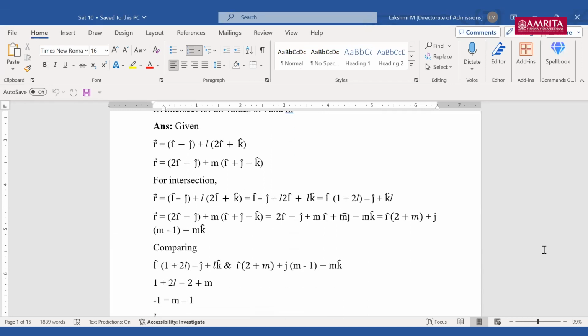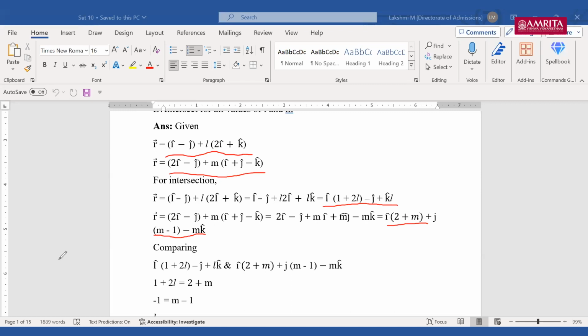So we have i - j + L(2i + k) and 2i - j + M(i + j - k). I've expanded it and compared the terms. For i, it's 1 + 2L; for j, it's -1; for k, it's L. On the other side, i is 2 + M, j is M - 1, and k is -M. So for i, 1 + 2L is equal to 2 + M.